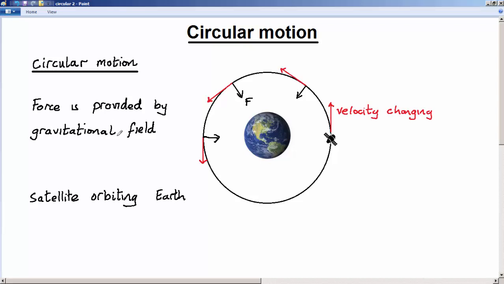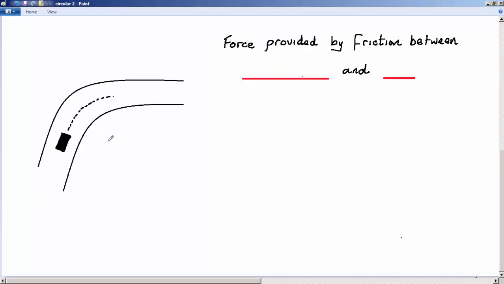Let's have a look at another situation. This time a car driving around a bend in a road. Okay, so here the car is moving in a linear direction, but when it hits the bend, its direction becomes non-linear. That's to say, it moves in a curve. Again, that means its direction changes, that means it's accelerating, that means that a force is required in order to allow it to move in that circular motion. What provides the force that enables the car to do this?